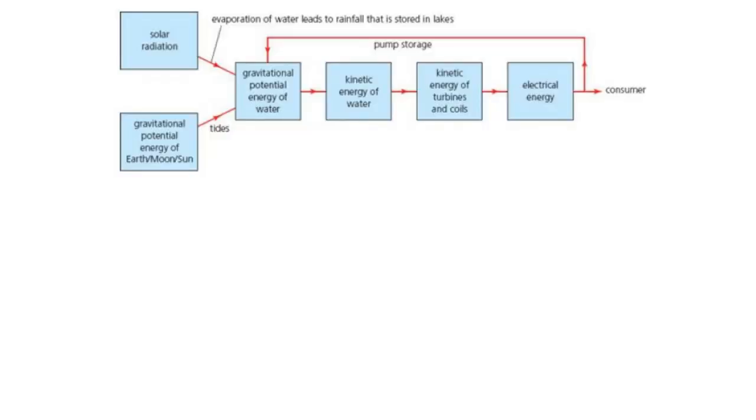So here's our energy flow diagram. Here we have either solar energy becoming gravitational potential energy of the water. So that's your energy transfer initially. The energy from the sun evaporates the water, giving it gravitational potential energy. Or you have the gravitational potential energy of the Earth, Moon and Sun arrangement.